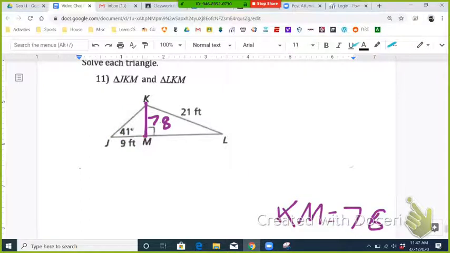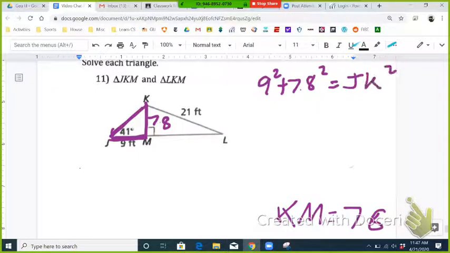Okay, so now we have two right triangles, JKM and KML. In both those right triangles, we know two sides. Like in this one, we know this side is 9, and that side is 7.8. So to find this side, JK, since we know two sides, we could just do the Pythagorean Theorem. So 9 squared plus 7.8 squared equals JK squared. Then we could take the square root of both sides.